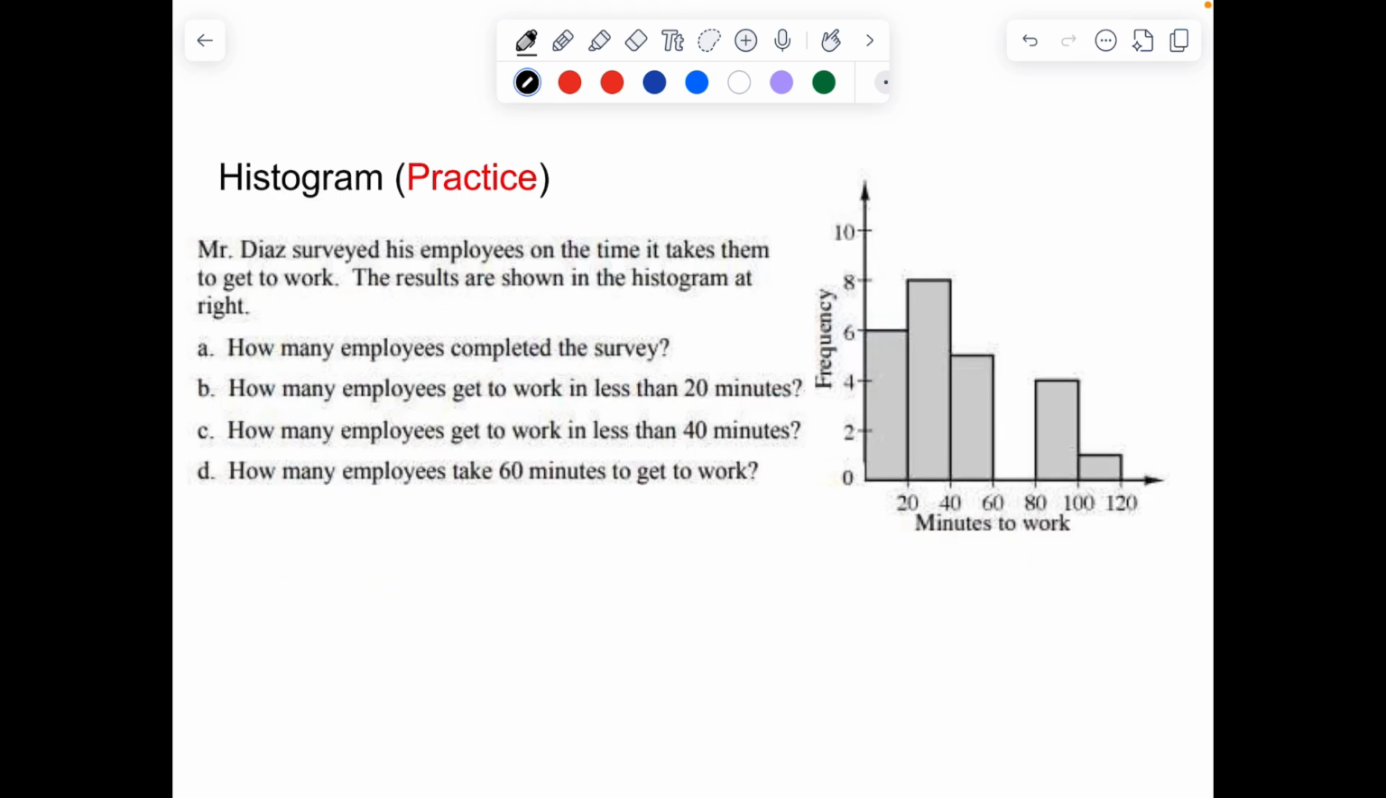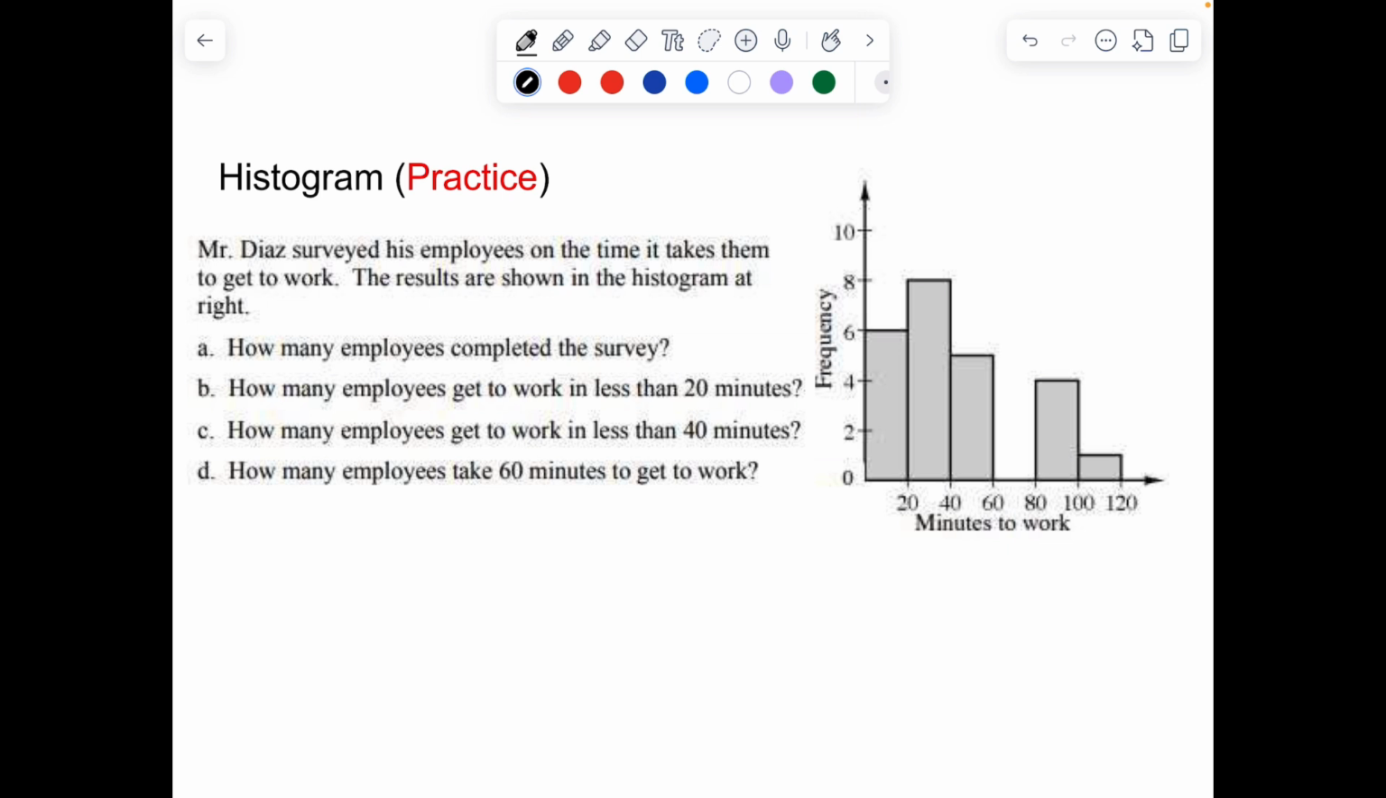Okay, so here we have histogram practice problems. And in this situation, we have Mr. Diaz surveying his employees and the time it takes them to get to work. The results are shown in the histogram at right. Okay, so on the x-axis, we have the minutes it takes to get to work, and on the y-axis, we have the frequency.